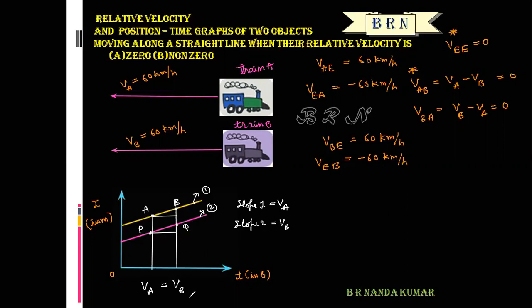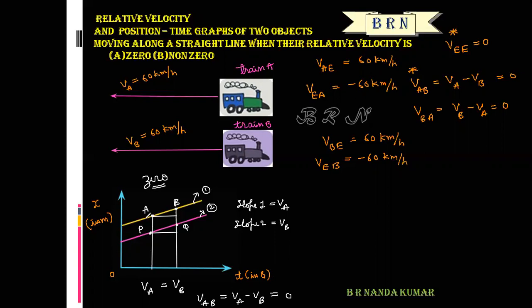So what is the velocity of object A with respect to object B? That is VA minus VB. So if VA is equal to VB, the velocity of object A with respect to object B is equal to 0. So what about the velocity of object B with respect to object A? That is also equal to 0. VBA is VB minus VA, right? So that is also equal to 0. So this graph shows the zero relative velocity between two objects moving along a straight line with the same velocity.